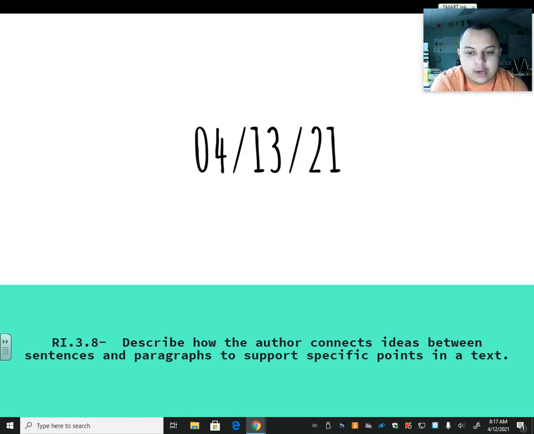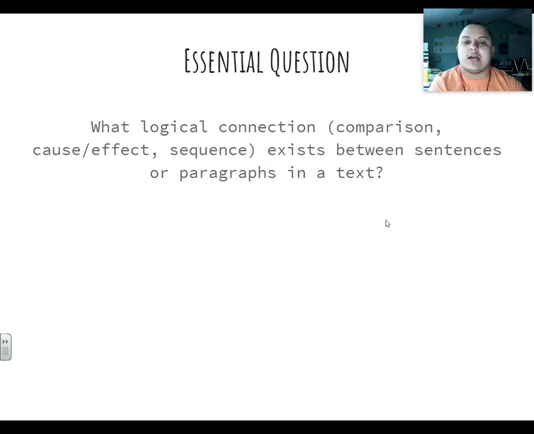All right. So before spring break, we started a new standard. Now we're just going to continue that standard, and we're going to be talking about how an author can connect ideas between sentences and paragraphs to support specific points in a text. Our essential question is, what logical connection, whether it be a comparison, cause and effect, or a sequence, exists between sentences or paragraphs in a text?